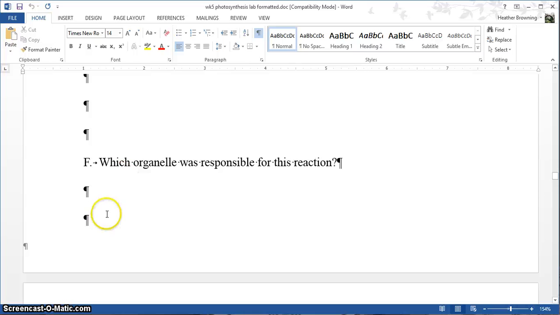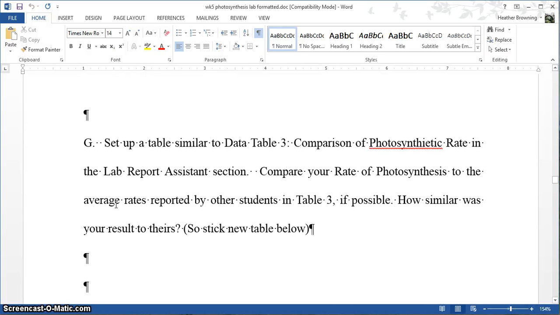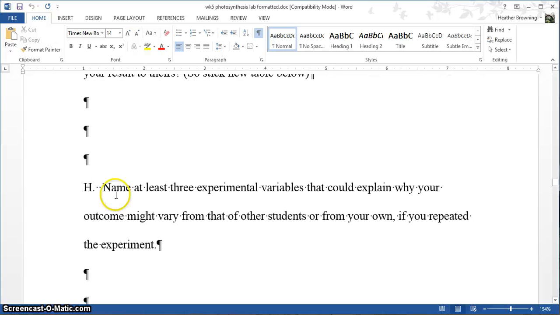Which organelle is responsible? This is for the carbon dioxide stuff. This will be covered in the lab manual if I remember correctly. Otherwise, you can Google it to make sure you have it all down. When in doubt, Google is our friend. G, set up a table, stick a new table below.